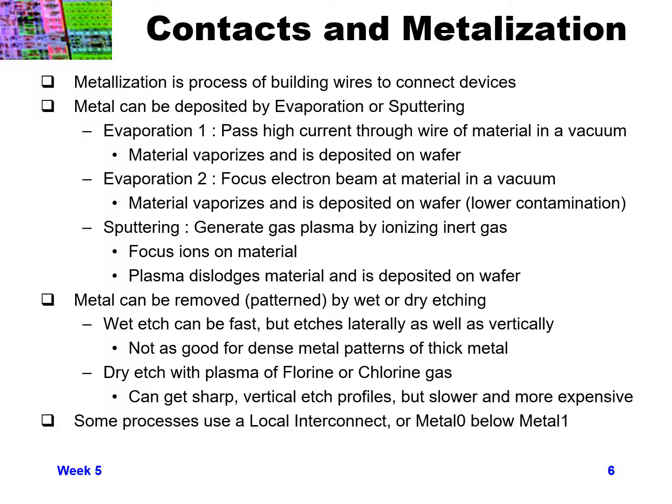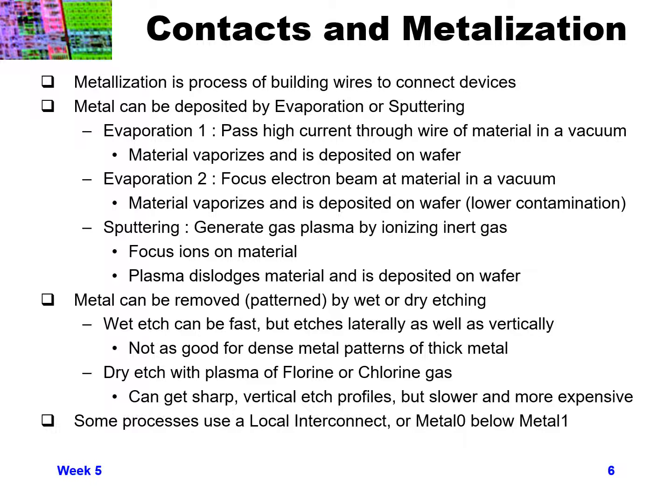Dry etching is used much more often, so you create a plasma of a fluorine or chlorine gas, and that gas in a plasma is ionized, and you can put your wafer at a different voltage, and the gas will basically go toward the wafer, but since it has some momentum in that direction, you'll get much more vertical, sharp etch profiles. Tends to be slower and more expensive, but gets you a much higher density of your metal patterning.